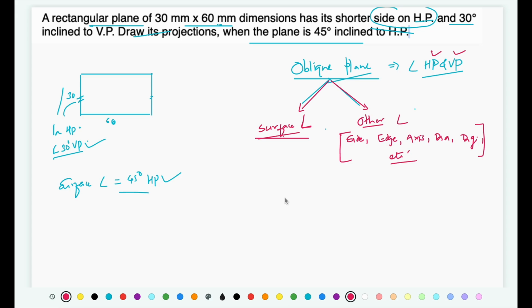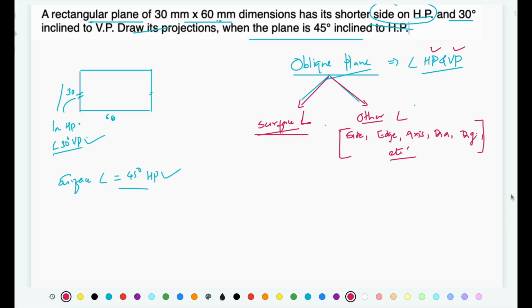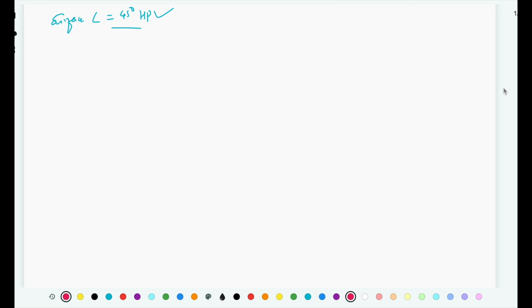Now when you are going to solve an example based on the oblique plane, the solution is going to have three stages: stage number 1, stage number 2, and stage number 3. The first stage or first step is called the basic view. In the second step we consider surface inclination, and in the third step we consider other inclination.